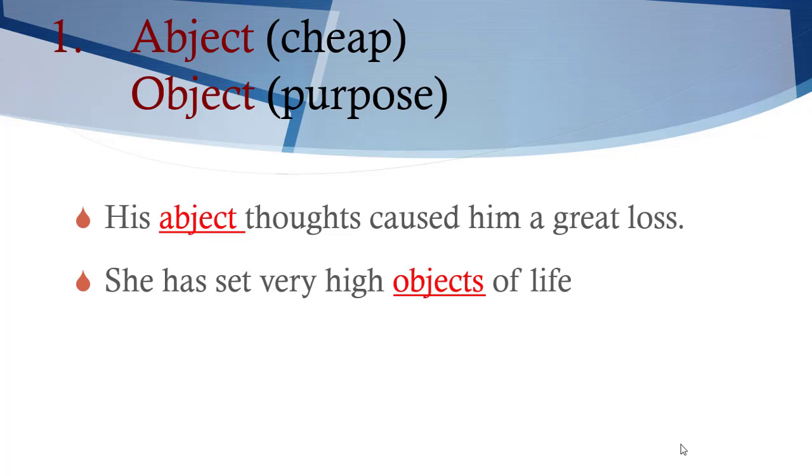So you can see there is the difference of first letter in their spelling. In abject, the first letter is A, whereas in object, the first letter is O. But these two words have entirely different meaning. So how can we use these two words in sentences? First, we go for the abject. His abject thoughts caused him a great loss. She has set very high objects of life.